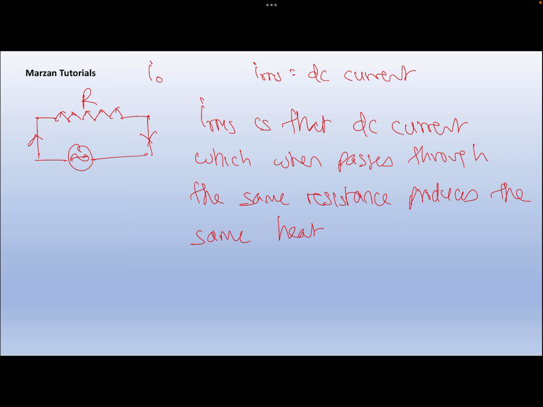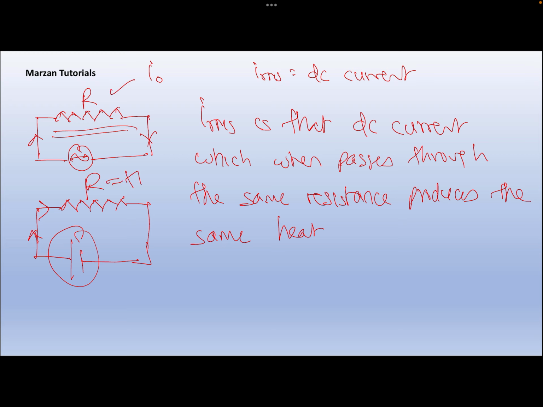It means what? Suppose I'm having this AC circuit and this AC circuit is producing a certain amount of heat in this resistance box. Now I am using the same resistance R and I have connected it to a DC source. Now this DC source is supplying a particular current and this resistance is producing the same heat in this circuit. So I will say this is IRMS of this circuit. This is the RMS value of this AC current.